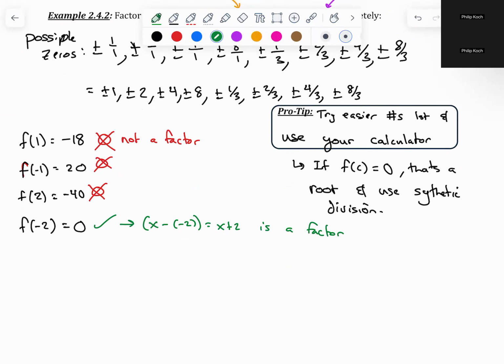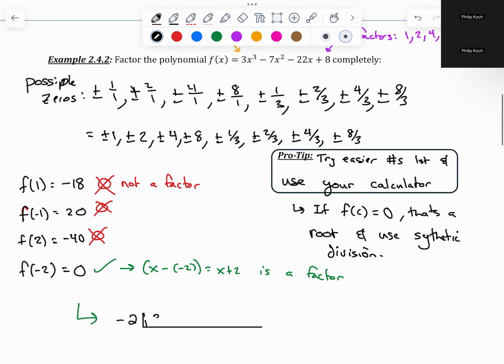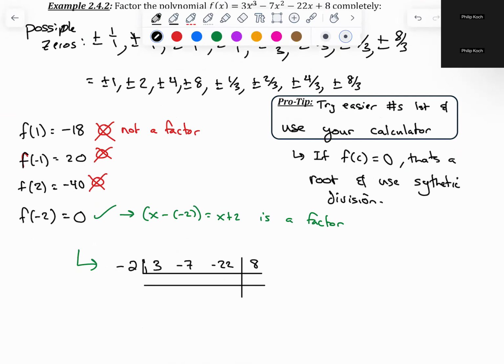So, by the big boy factor theorem, I can now start breaking it down with synthetic division using a c value of negative 2. Negative 2 divided into, let's see here, 3x cubed minus 7x squared minus 22x plus 8. All powers of x are present. So go ahead and start synthetically dividing.